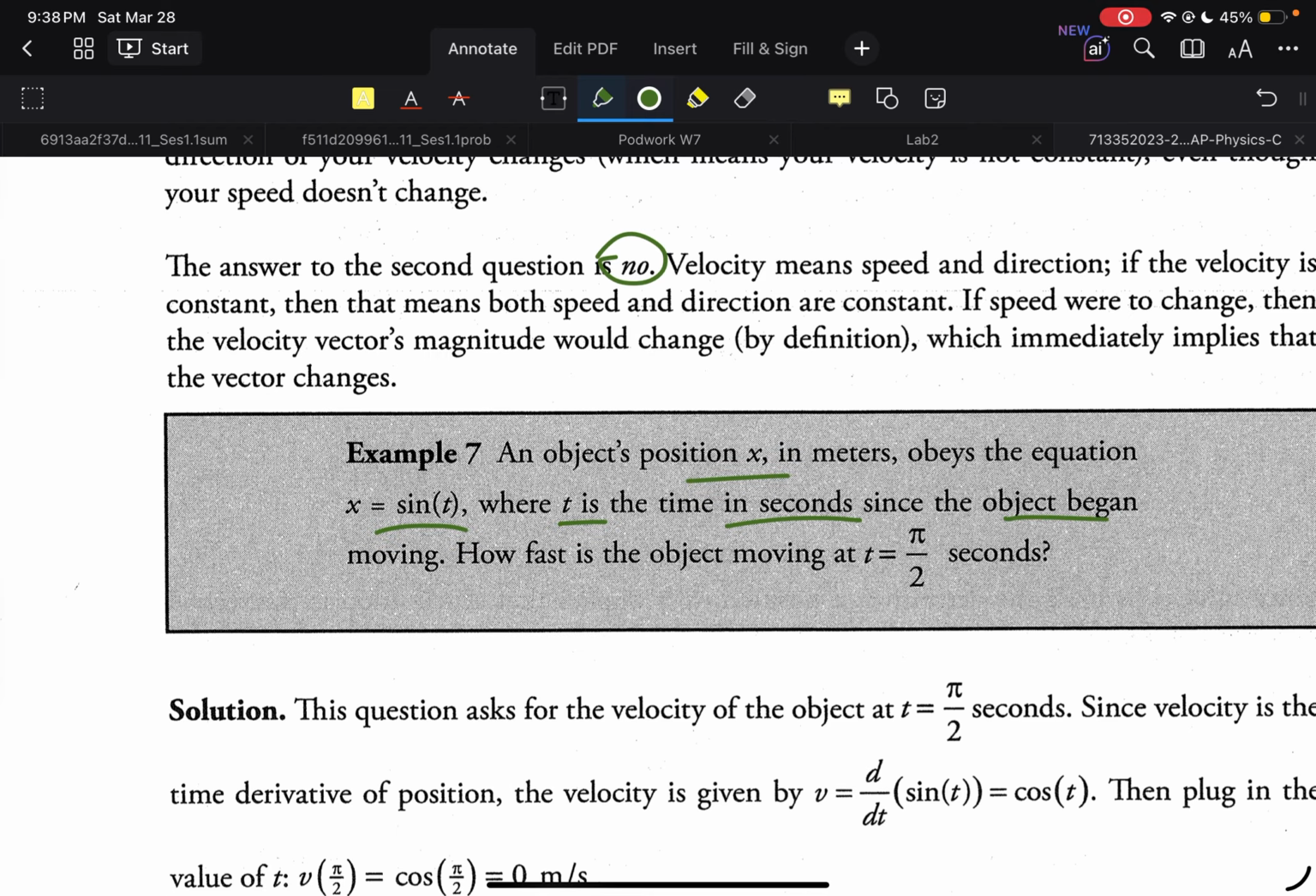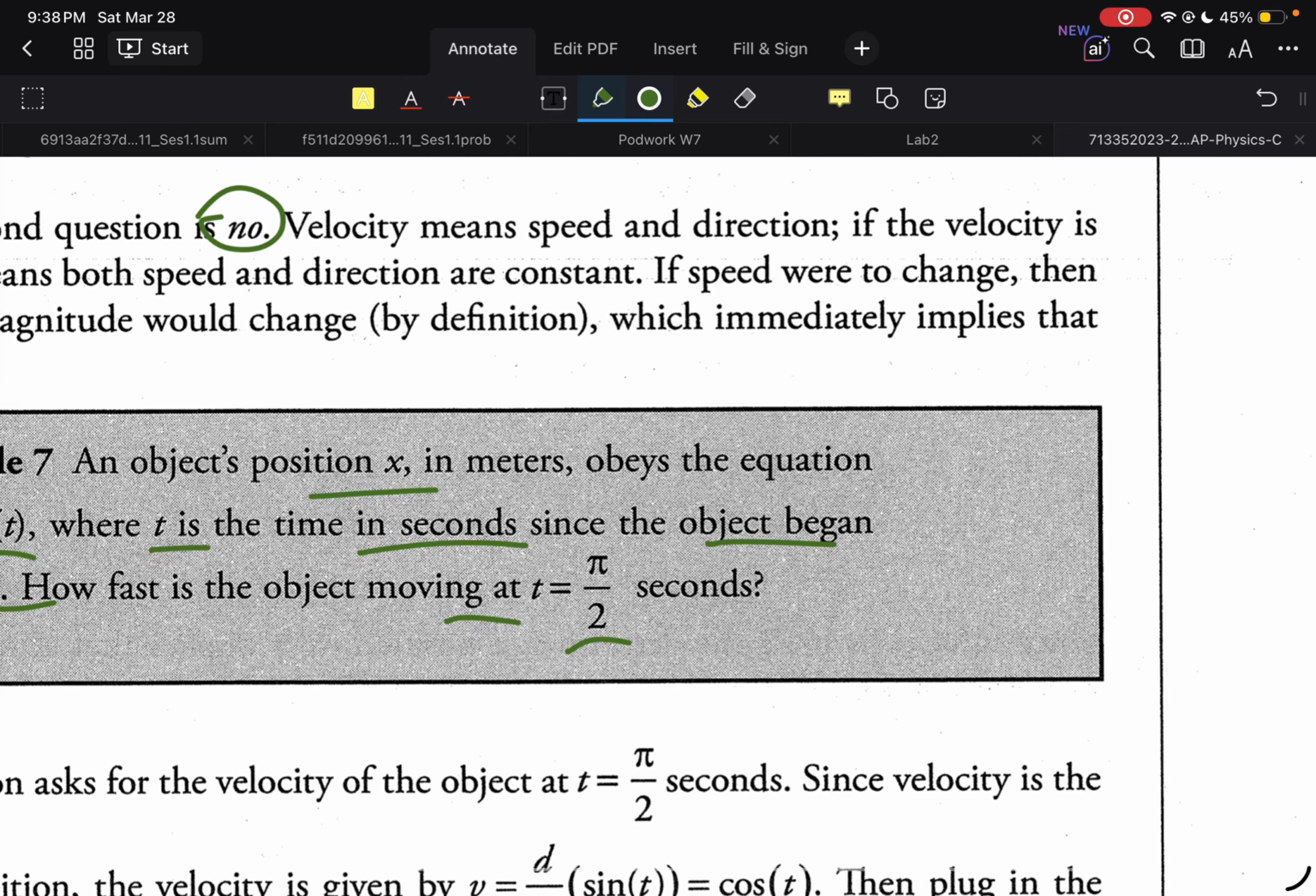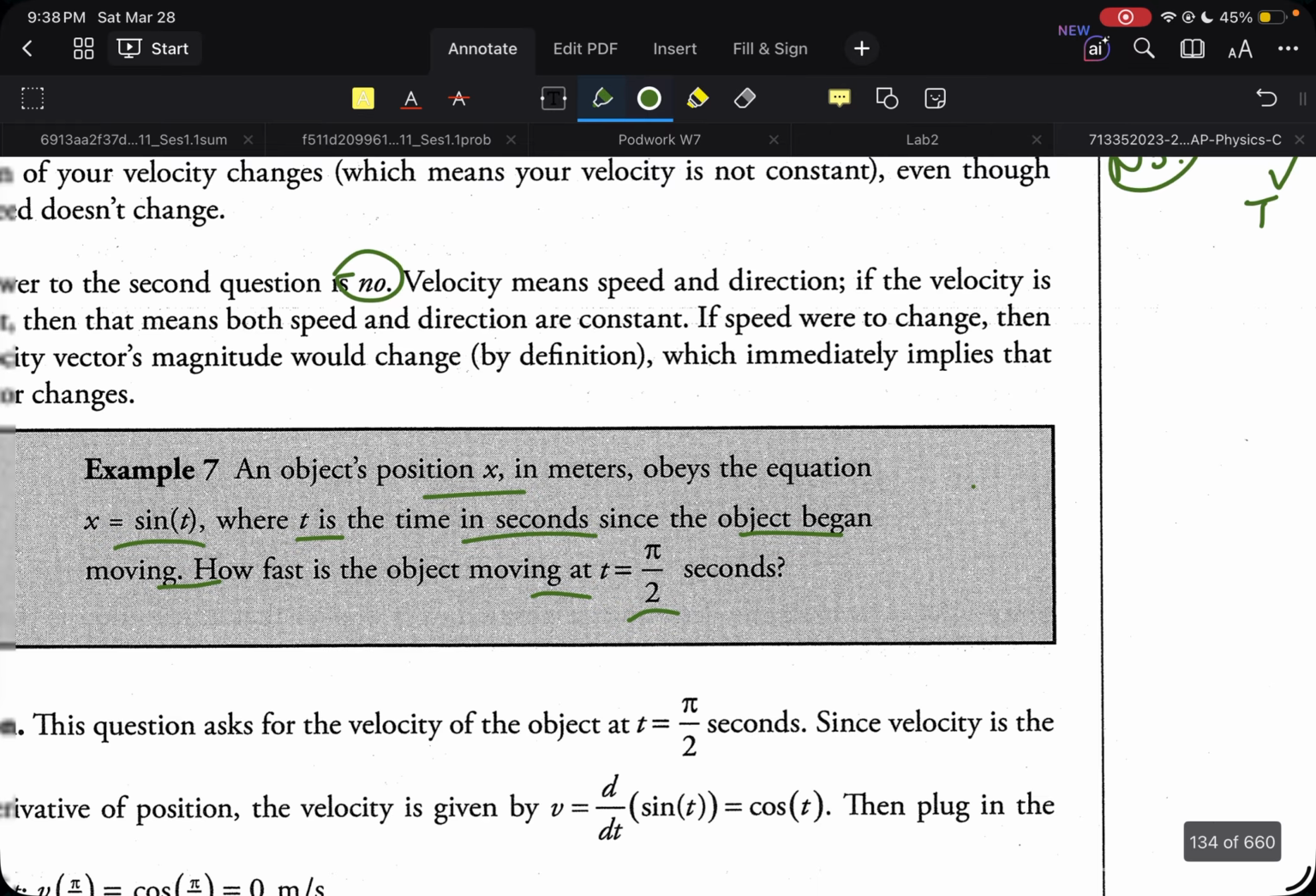Okay, an object's position x obeys the equation this, where t is time in seconds since the object began moving. How is it moving at this? Okay, so we know that object's moving at this. To find the time at which the object's motion, this is basically calculus, right? We'll have to take the derivative to find the instantaneous change in x at that time.